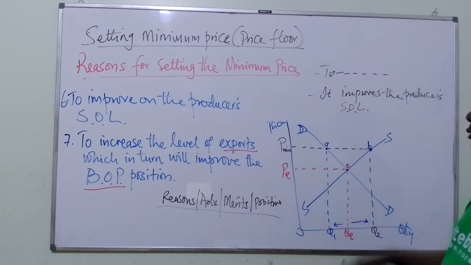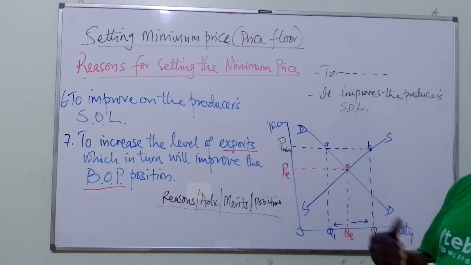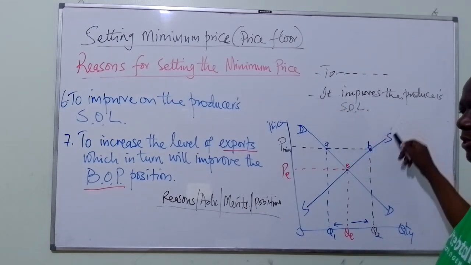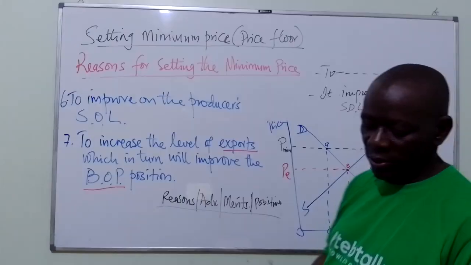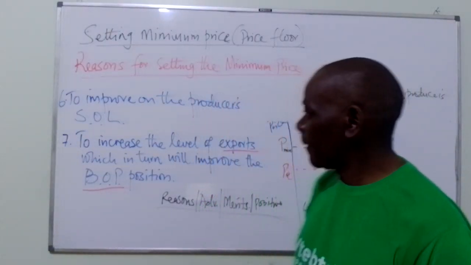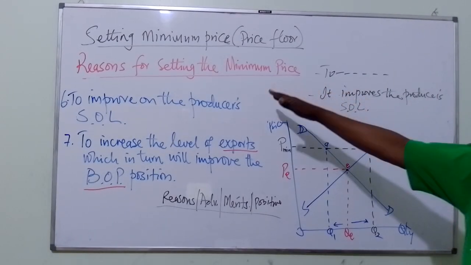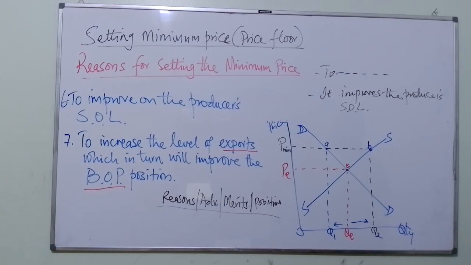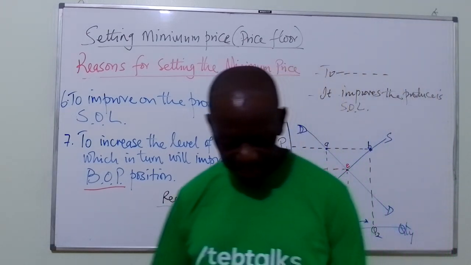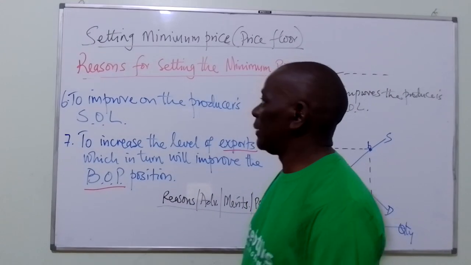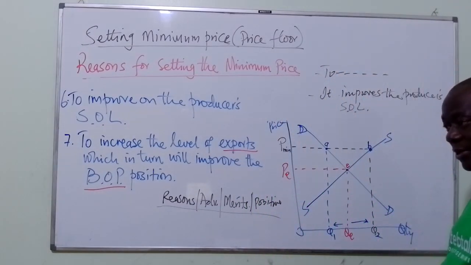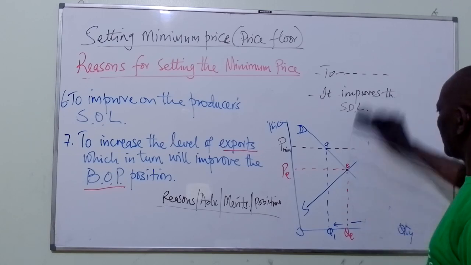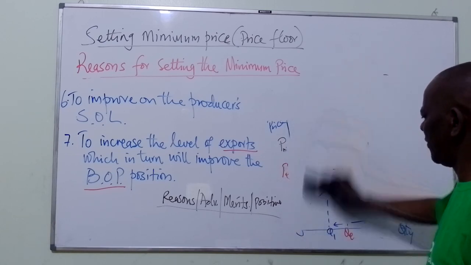Even in merits, you change this one, you present it in the present simple tense. It improves, it leads to this, it causes this. That's what happens. That's what you have to present. So these are the reasons, those are the merits, those are the advantages. However, it doesn't mean that setting minimum price doesn't have negative effects. So we are concluding this by looking at the negative effects.